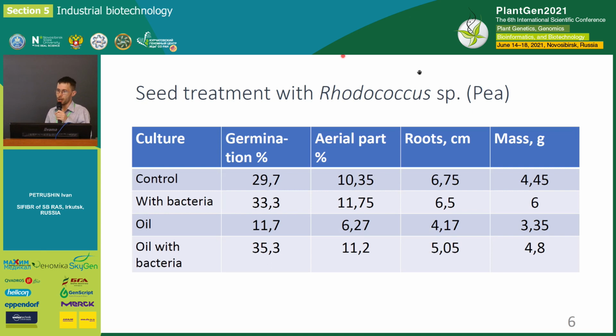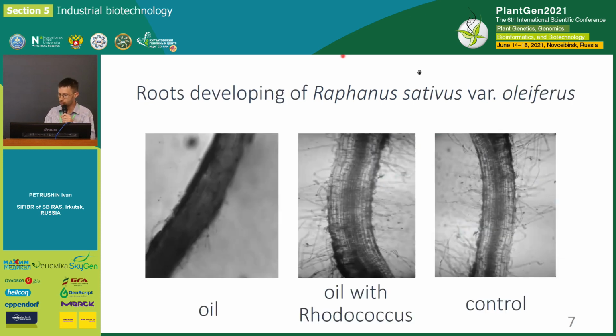Then we tried to measure the effect of oil digestion. This is an illustration from the roots, a microphotograph of radish, Raphanus sativus. As you can see, the presence of the Rhodococcus strain helps to develop the root.